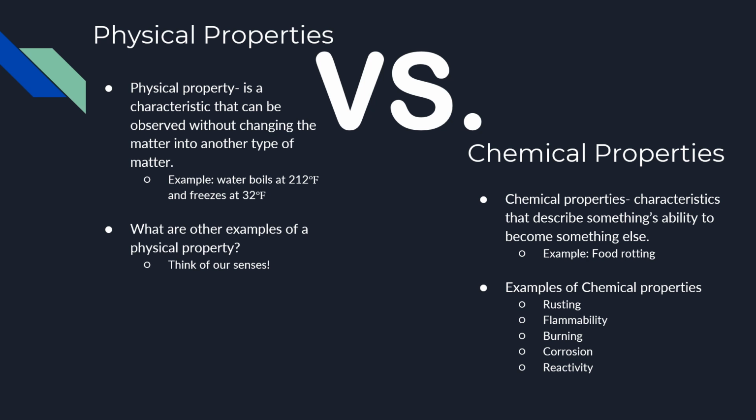Then, in comparison, chemical properties are characteristics that describe something's ability to become something else. So an example is food rotting. Other examples of chemical properties are rusting, flammability, burning, corrosion, and reactivity.